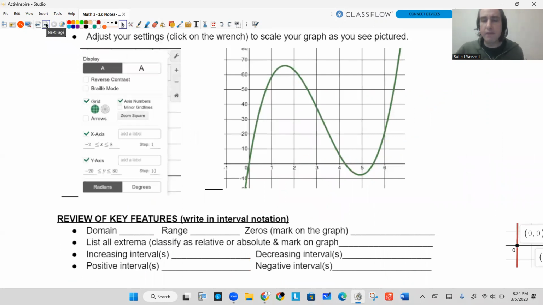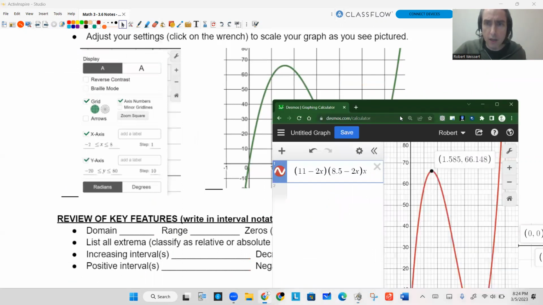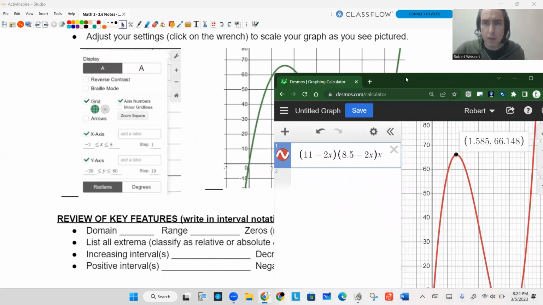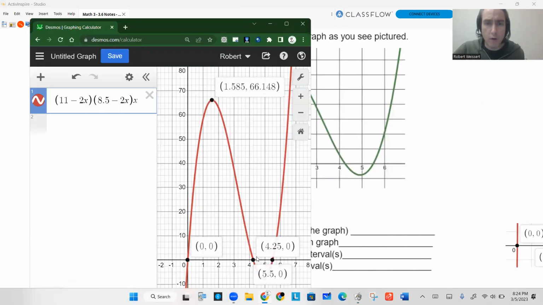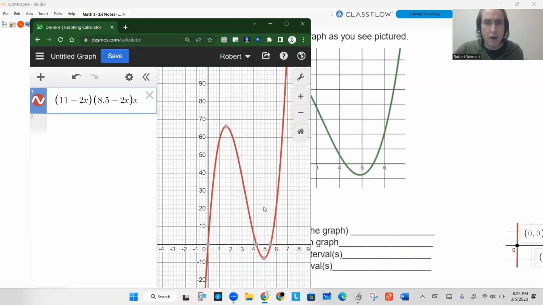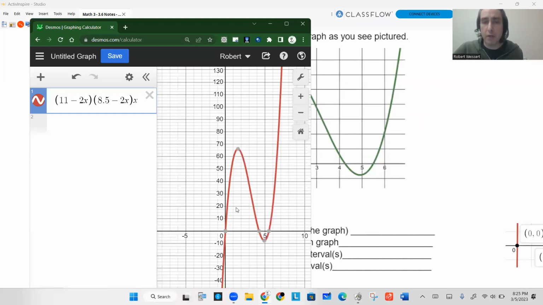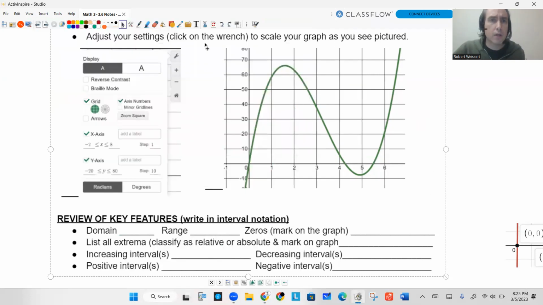All right, now let's talk about key features of the graphs. We're going to write all these down here. I'm going to go back and put these numbers on the graph so we can visualize what's going on. But first, I want to go back to the graph and hit a couple other points. You might notice that it crosses the x-axis at 0, 4.25, and 5.5. And you also notice it goes up and down forever in both directions. So we're going to add those to the graph here. I'm going to jot these down, 4.25 and 5.5.